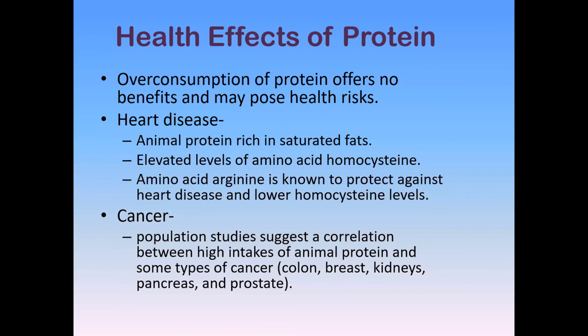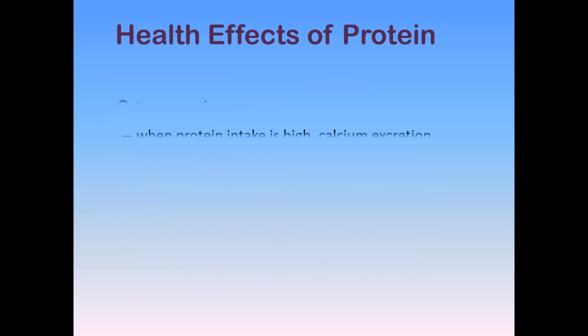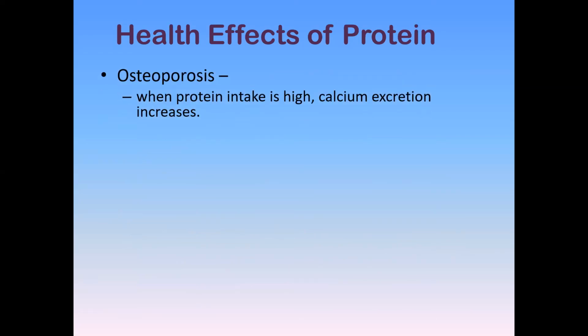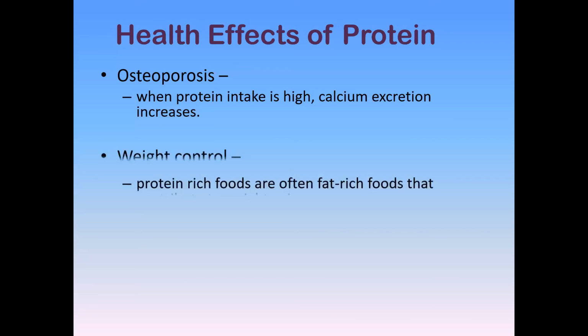Also, cancer risk is increased with a high intake of meat, because population studies suggest a correlation between high intake of animal protein and some types of cancer. Colon, breast, kidney, pancreas, and prostate cancers are all linked to high intake of animal protein. Also osteoporosis, because when protein intake is high, usually calcium excretion increases.